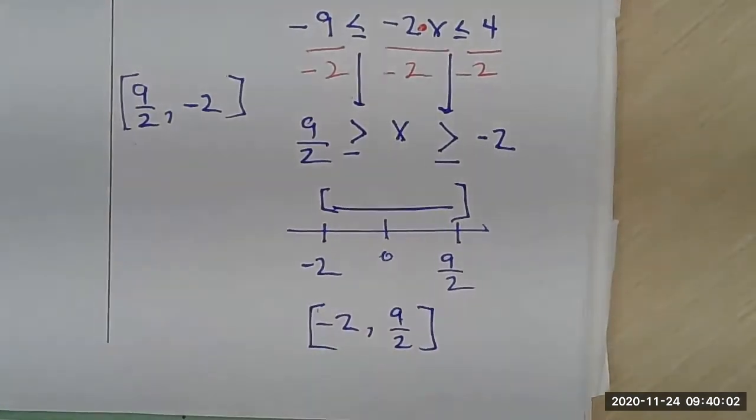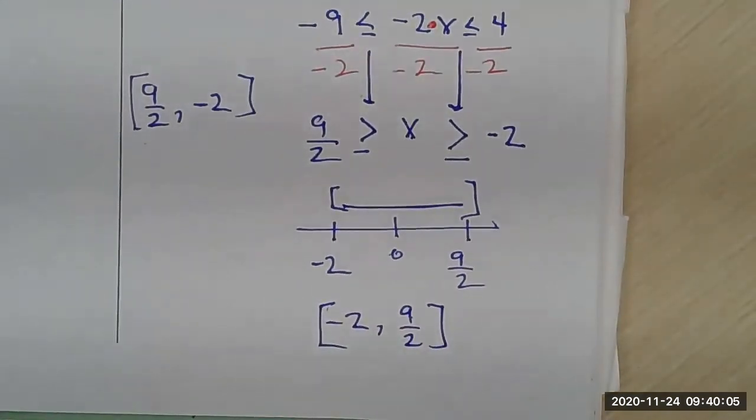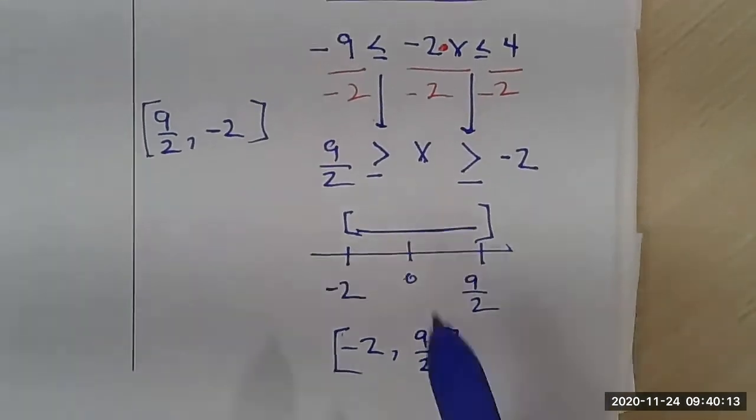So that's why I'm telling you, do the graph first, then the interval notation. Don't do it the other way around, because then you're less likely to make a mistake. This is not right. All right.